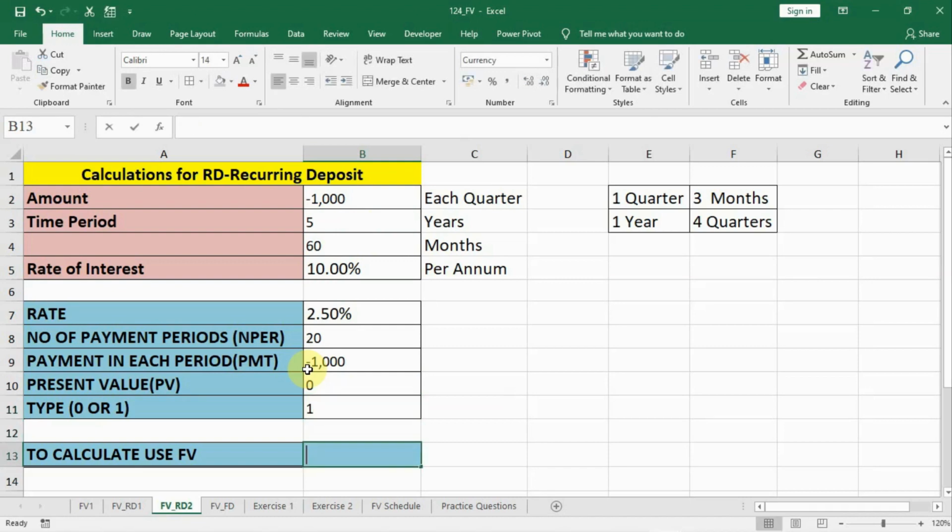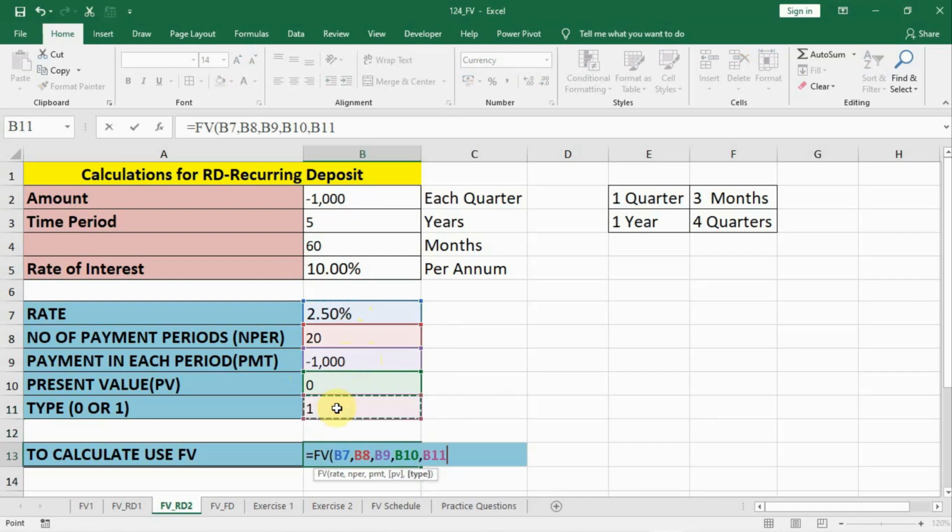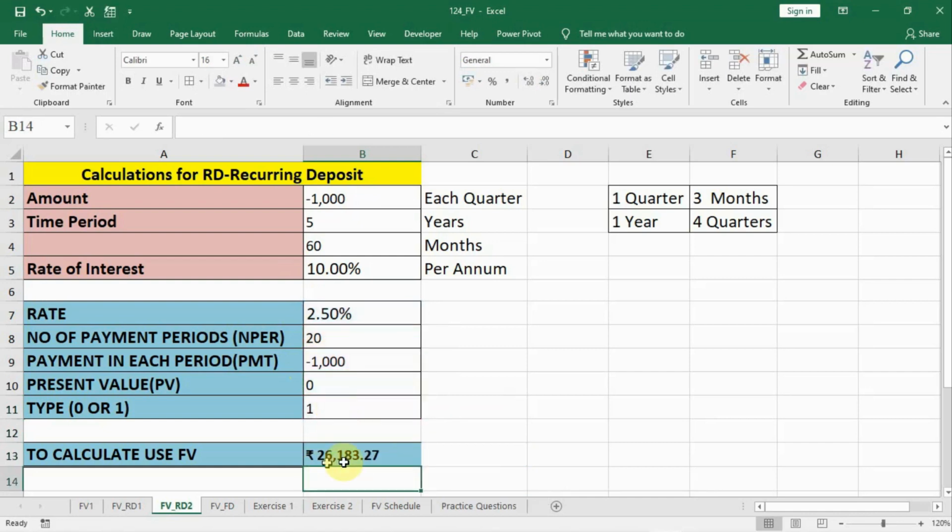And our future value is equal to future value, bracket open, and we'll select our rate, comma, number of payment periods, comma, 1000, that is the PMT, comma, present value, comma, and 1. And this is our answer, 26,183 for a quarter.